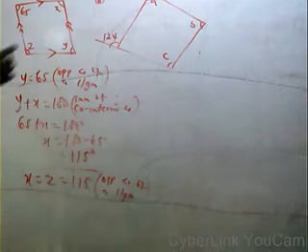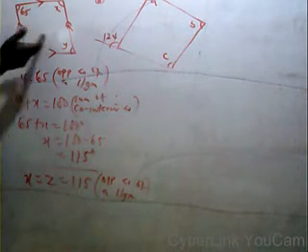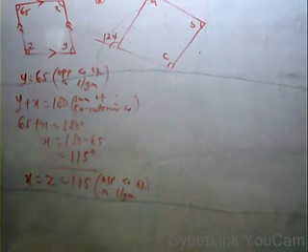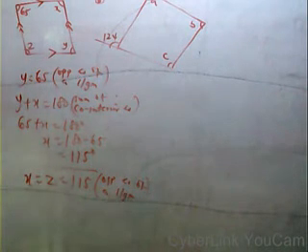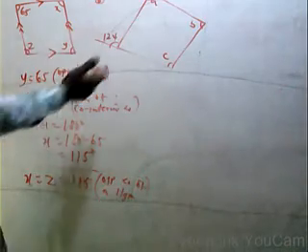So from here, the value of x is 115. The value of y is 65. And the value of z is also 115. Now for the second one, this one, you have to find the value of your ABC.